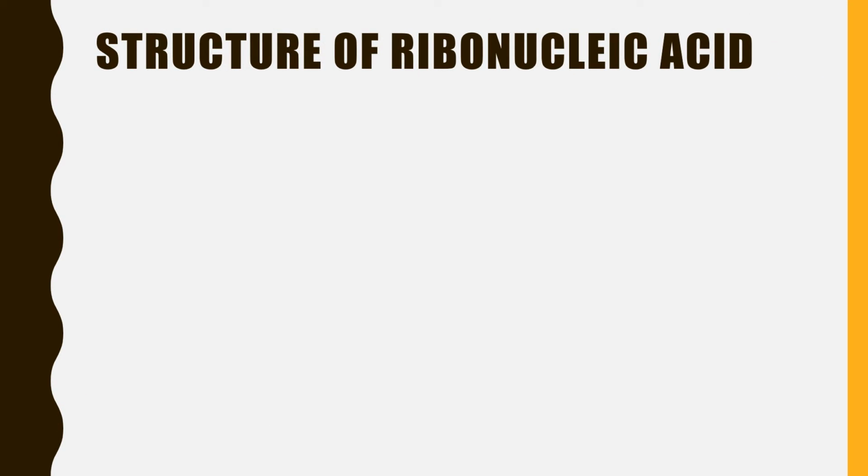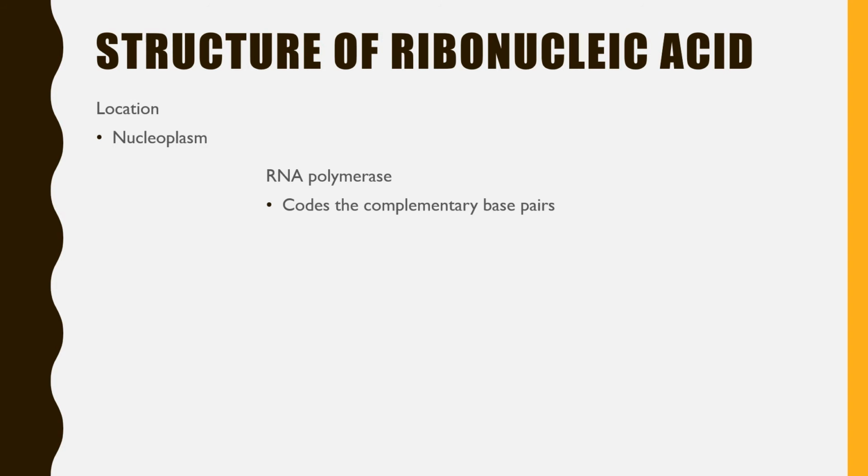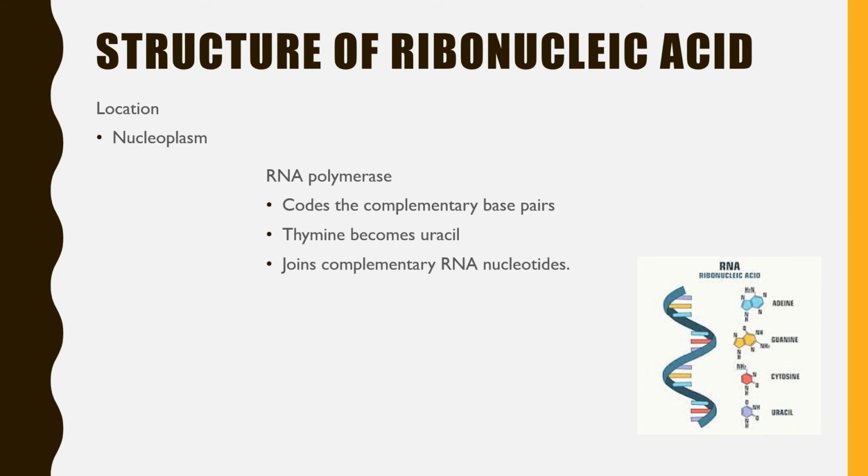Structure of ribonucleic acid. The location is in the cytoplasm. RNA polymerase codes for the complementary base pairs. Thymine becomes uracil and joins complementary RNA nucleotides. And this is just a little diagram of what RNA looks like.